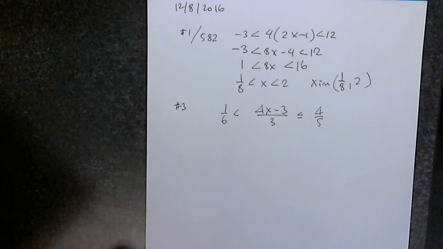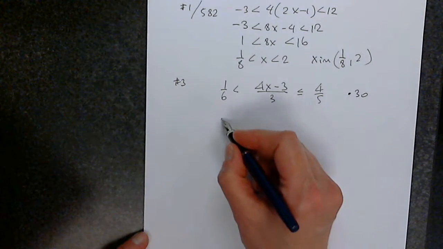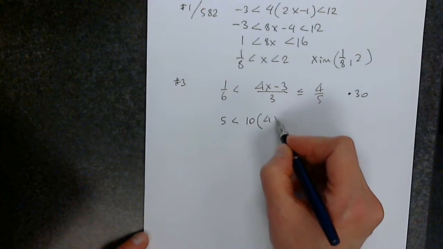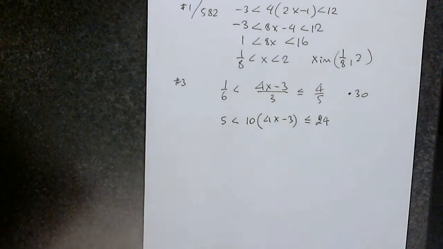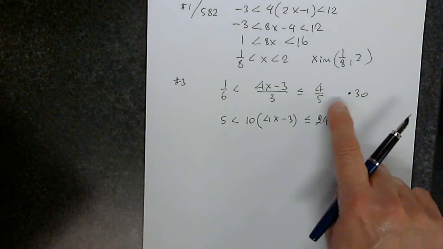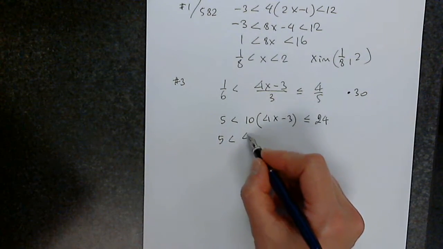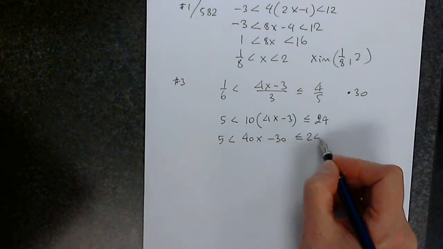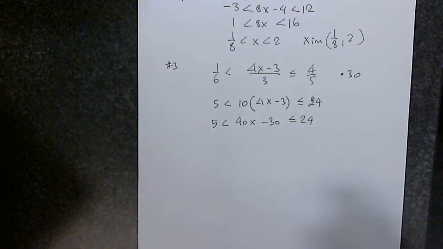Don't change anything. Continue with your method, and I will do this, and let's see what we get. So then I have 5 less than 10 quantity 4x minus 3 less than or equal to 24. 30 divided by 6 is 5, 30 divided by 3 is 10, and 30 divided by 5 is 6, times 4 is 24. So then 5 less than 40x minus 30 less than or equal to 24. Again, this is not the only way, and the other way is fine too. And then you add 30.